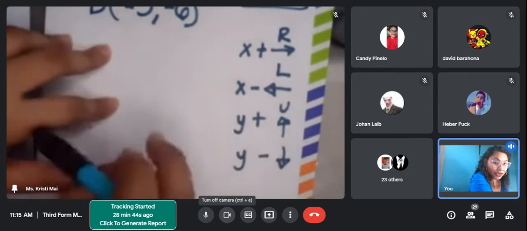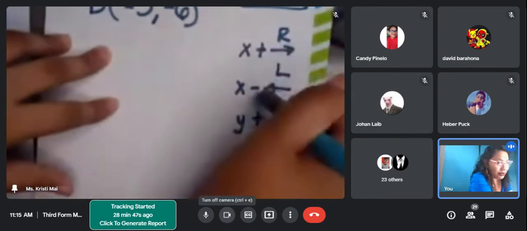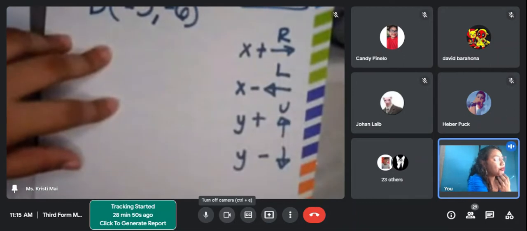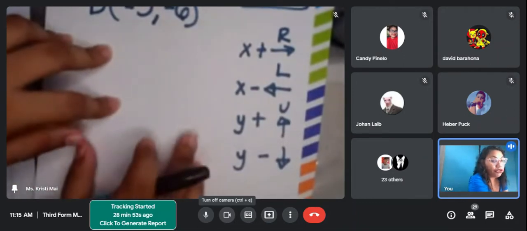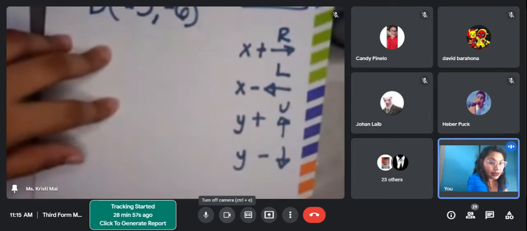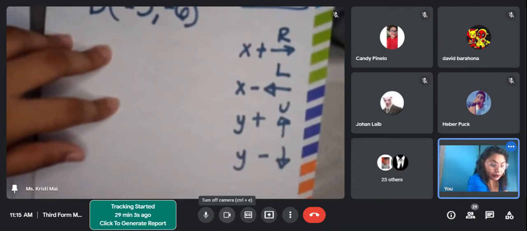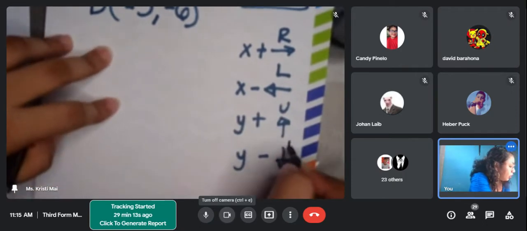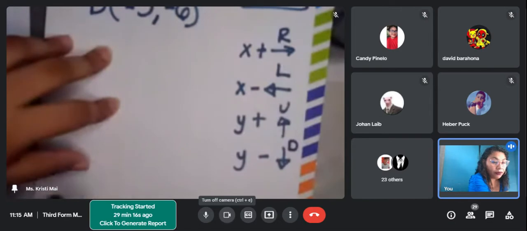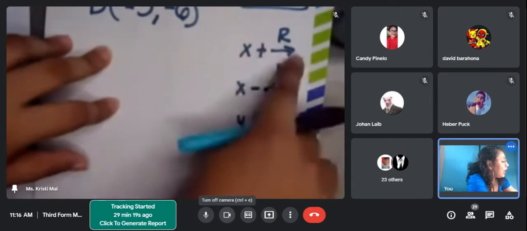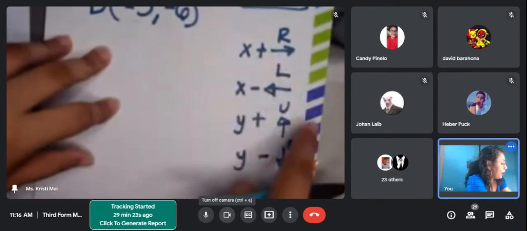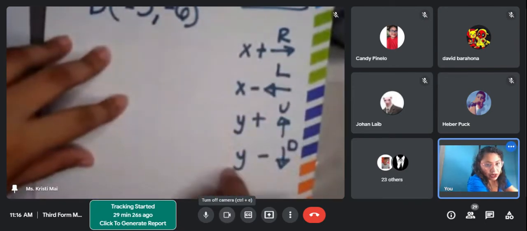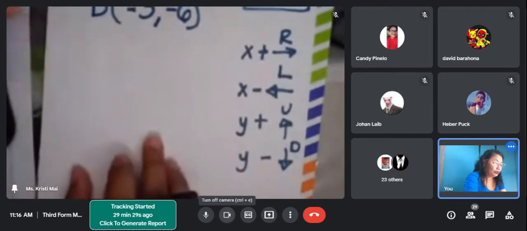So this is your little Bible for this week. These 4 things that I'm giving to you right here. If they tell you move the image to the right, whatever number they give you, you're going to add it to the x. If they say move to the left, you're going to subtract that number from the x. If they say move up, you're going to add that number to the y. And if they say move down, you are going to subtract that number from the y. Right? So right, add to the x. Left, subtract it from the x. Up, add to the y. And down, subtract from the y. So these are the 4 things that we need to remember for this week. Right? Everybody has that clear?